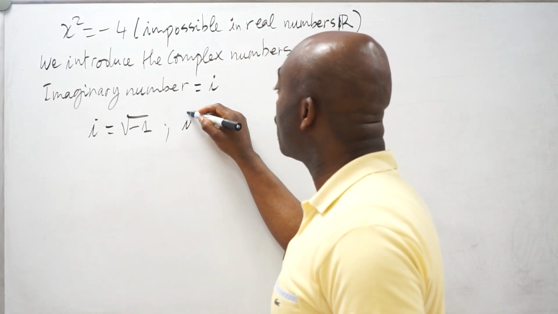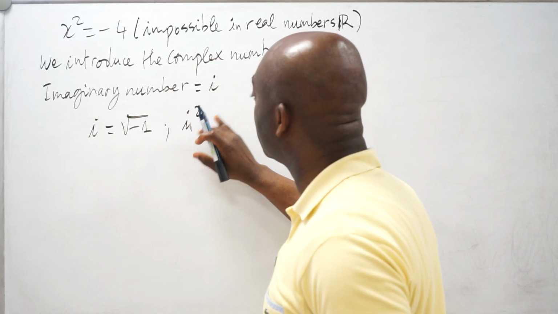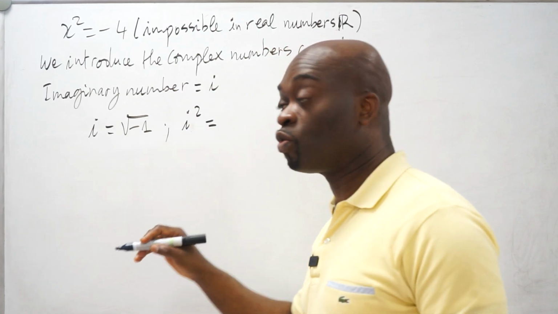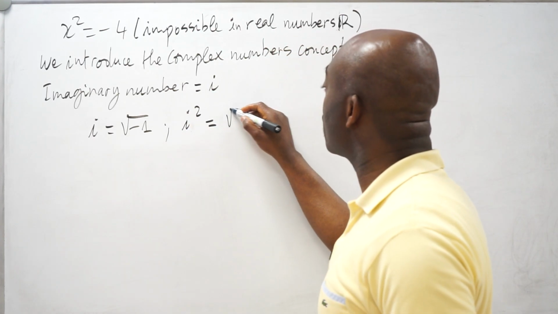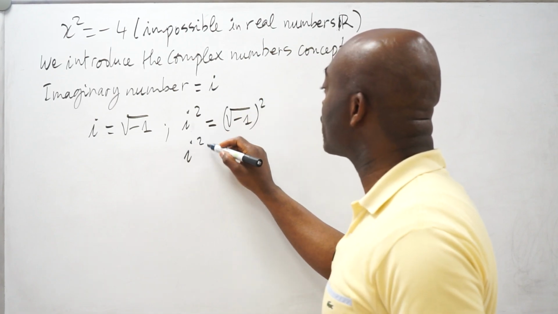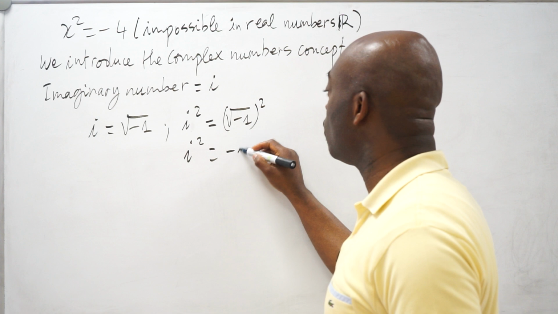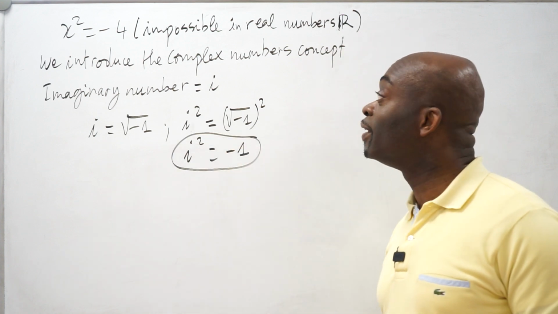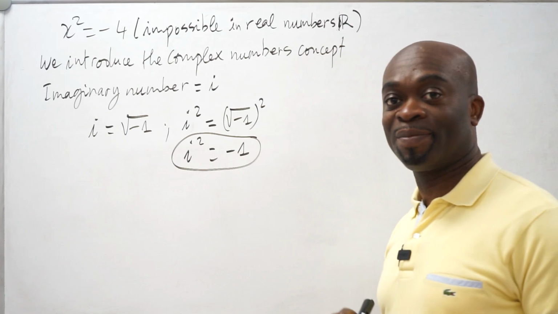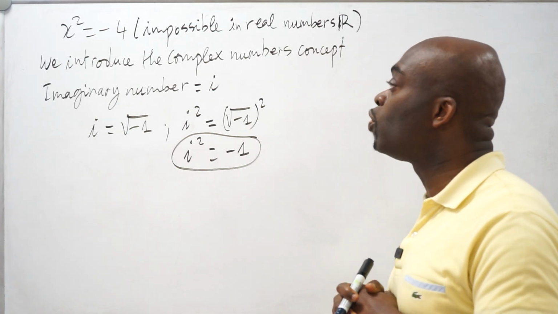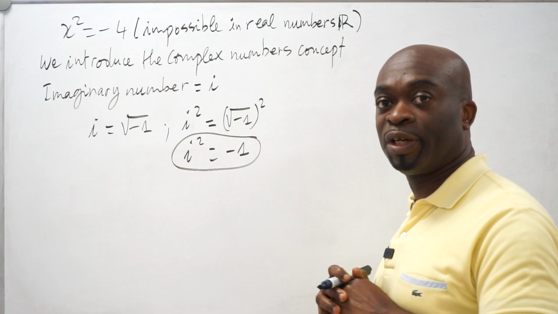where i to the second power is then equal to what? So you've got to square this one. So it's square root of -1 squared. So that means i to the second power equals to what? -1. Highly used under the complex numbers concept. Okay? So this is what we introduce here today.